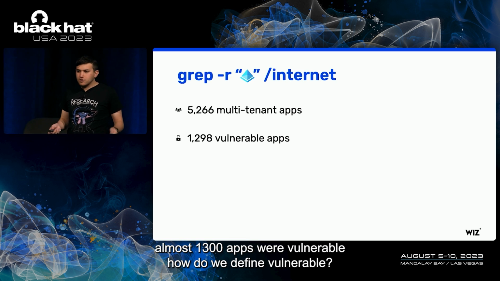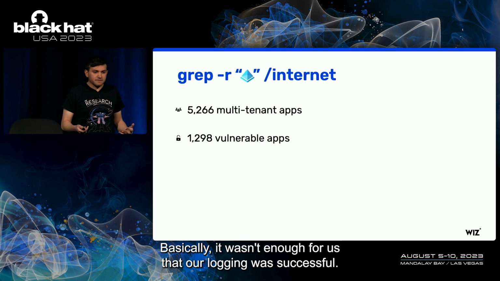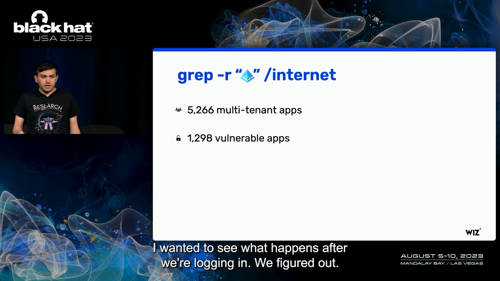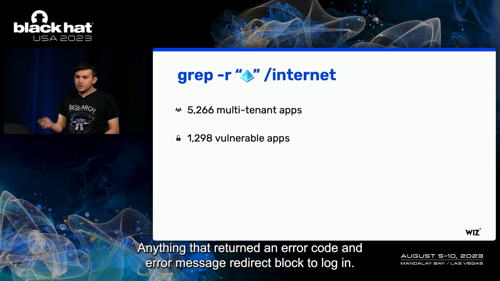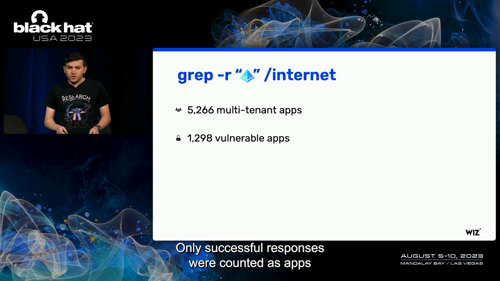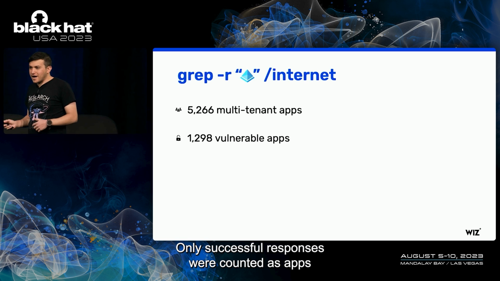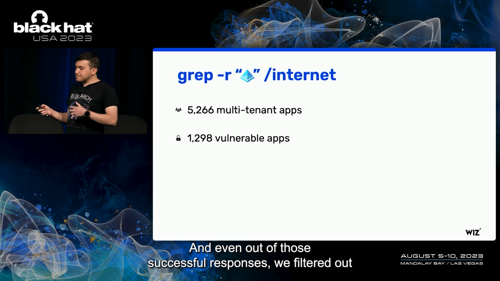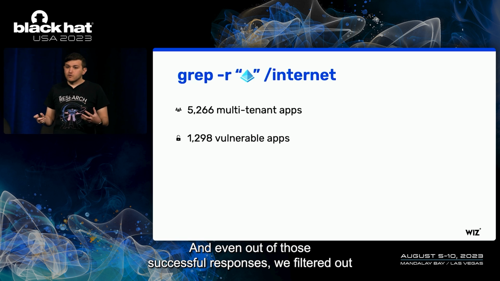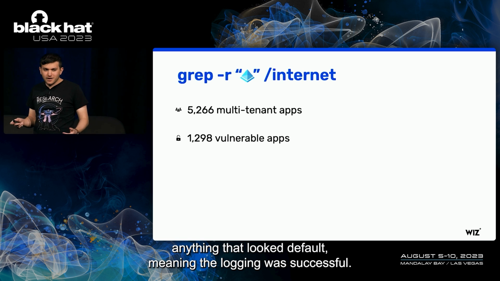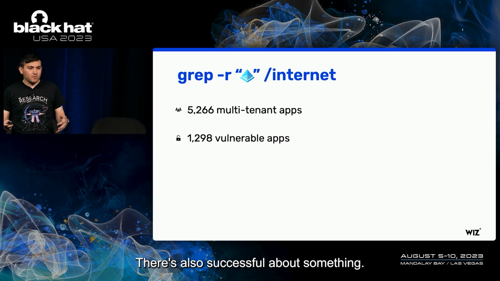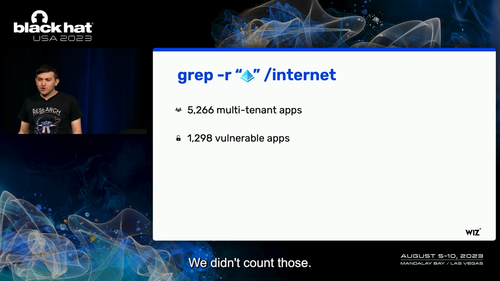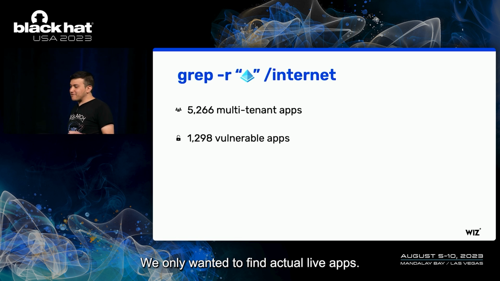How do we define vulnerable? Basically, it wasn't enough for us that our login was successful. Those are multi-tenant apps. Every login will probably be successful. We wanted to see what happens after we're logging in. We filtered out anything that returned an error code, an error message, redirect back to login. Only successful responses were counted as apps that are actually vulnerable to this sort of authentication bypass. Even out of those successful responses, we filtered out anything that looked default, meaning the login was successful, the response was successful, but suddenly the app goes, welcome to Azure, please set up your new app. We filtered out those as well. We didn't count those. We only wanted to find actual live apps.